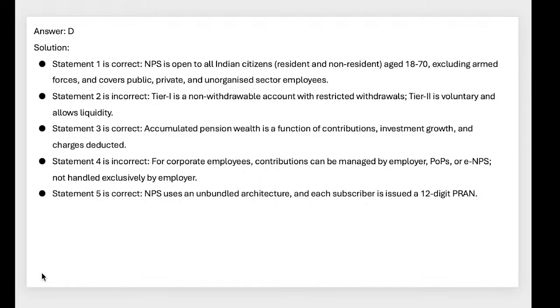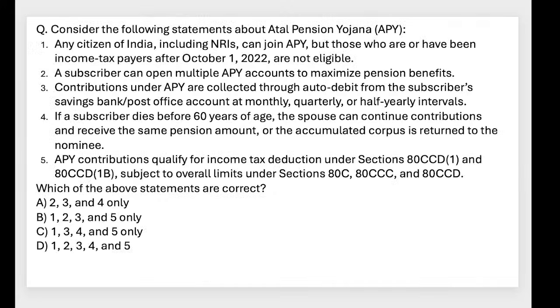Very good, guys. Next one, Atal Pension Yojana. Now that problem got fixed. You can watch anywhere, wherever you are comfortable.